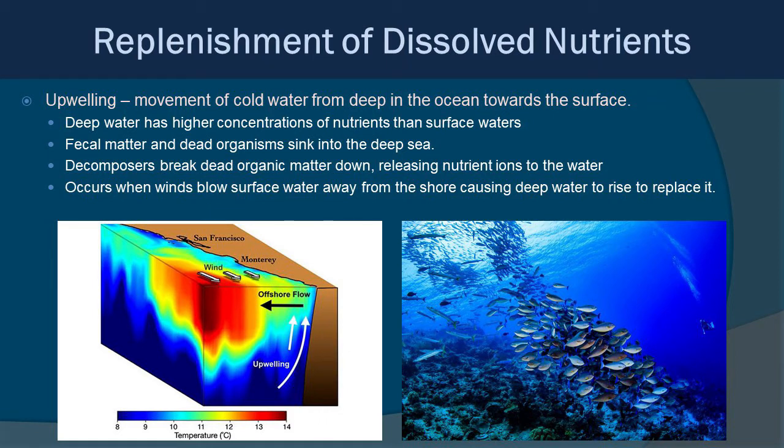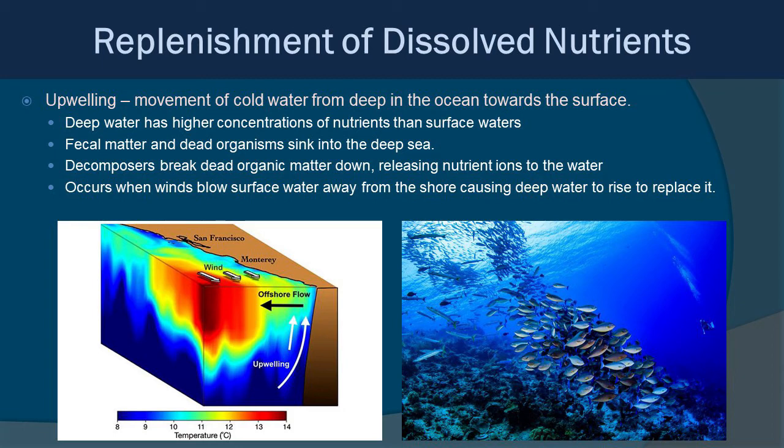Upwelling is another critical component for replenishment. It's that movement of cold water from the deep ocean towards the surface, and we've learned about the mechanics of this already. The key thing is this deep water has a higher concentration of nutrients than surface waters. We know that because, remember, fecal matter, dead organisms, all that stuff sinks to the bottom of the ocean and gets trapped in that density barrier, and it can't get back up without some sort of force or upwelling doing that. And so that's really the key thing.